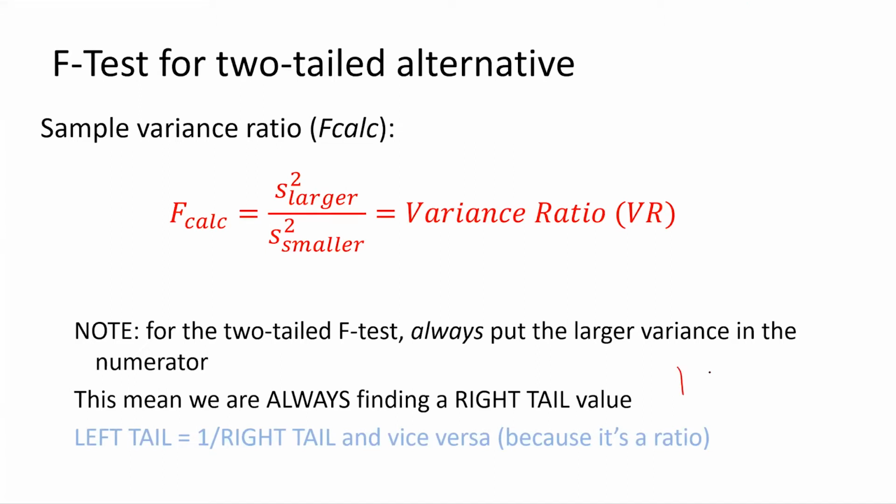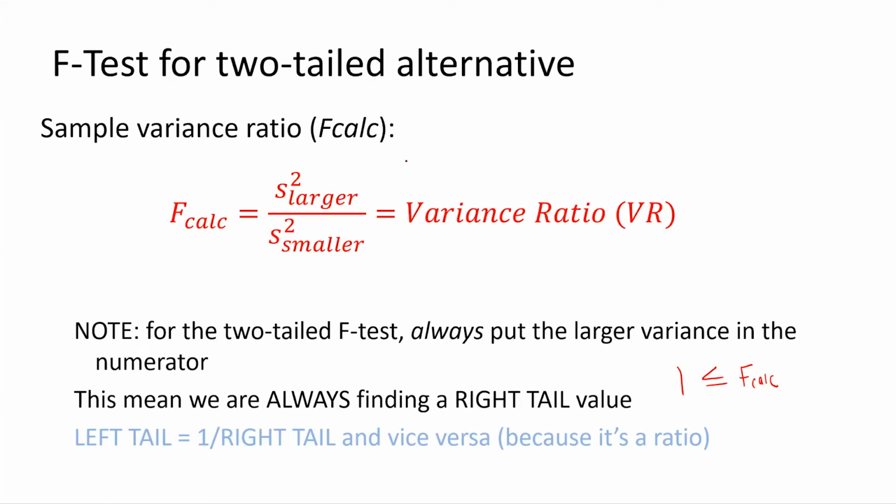always greater than or equal to 1, I should say. Right? Because if we'd put the smaller one on top and the larger one at the bottom, we'd be getting a less than 1 ratio. In this class, I'm going to ask that you always put the larger variance on top of the ratio and the smaller on the bottom.